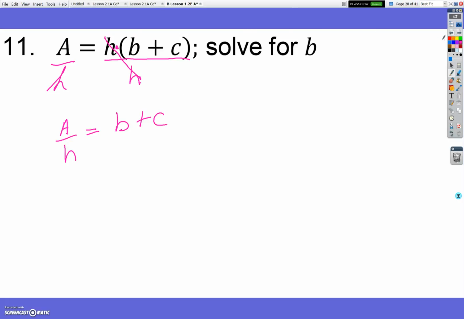I'm trying to get b by itself, so I look at this, it's having a plus c. To get rid of plus, I'm going to minus c on both sides of the equal sign. This would leave me with a all over h minus c is equal to b.